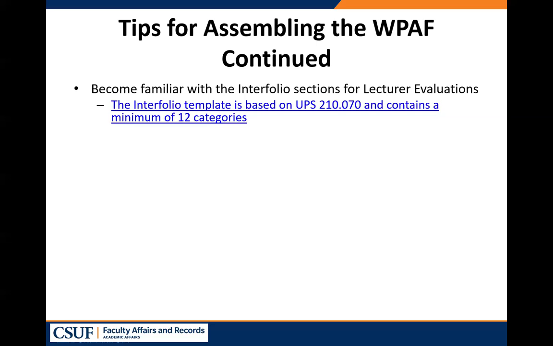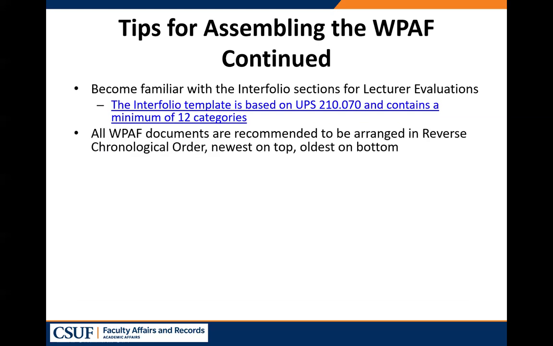The sections come from the campus policy. That's UPS 210070. UPS just stands for University Policy Statement. And the number is the number for lecture evaluations. And so we have a link to that also on our website. And that defines what the 12 categories are, or the 6 if you're doing an abbreviated review.